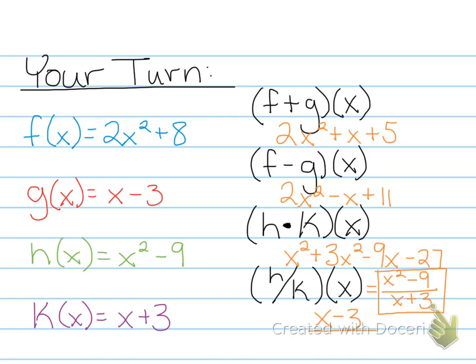Or if you did factor it out and you canceled out the common factors, then your final answer in its simplest form should be x minus 3. But I'm not going to hold you to it as long as you can show me that I'm taking x squared minus 9 divided by x plus 3. I'm happy, no points lost.